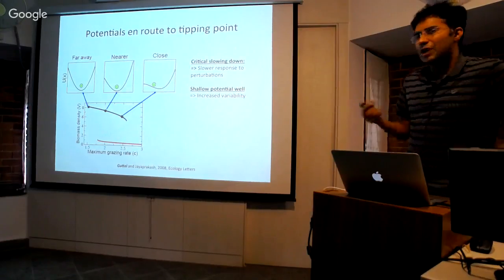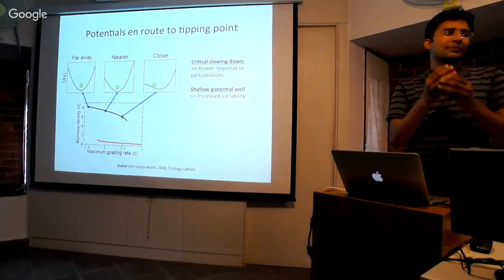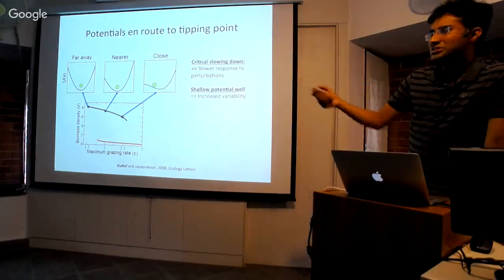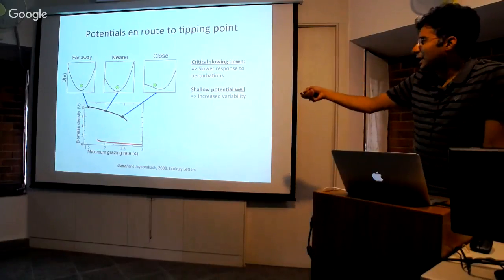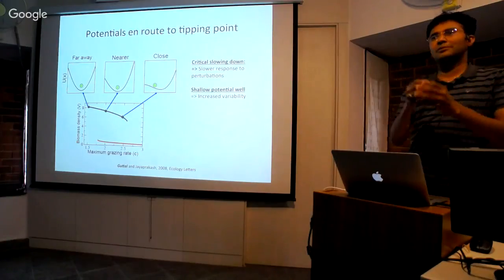And because you have a shallow landscape, the system will fluctuate more and more around the equilibrium value. So again, compare these two. Here there is a very steep potential, which is not shallow. This is a shallow potential. Therefore, in this case, the system will fluctuate a lot more from the equilibrium.